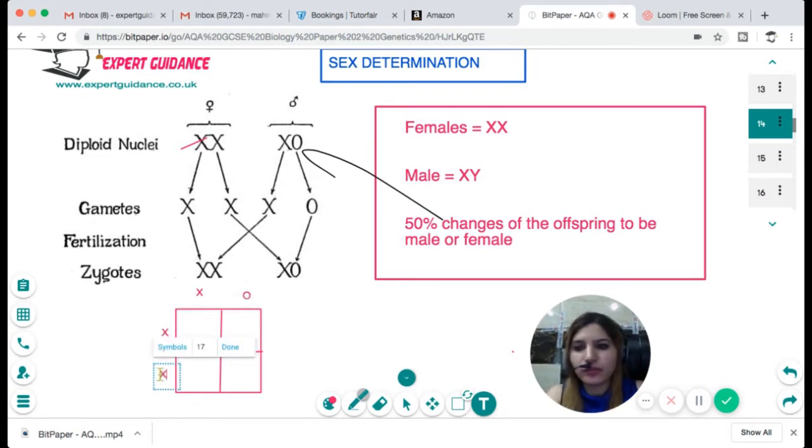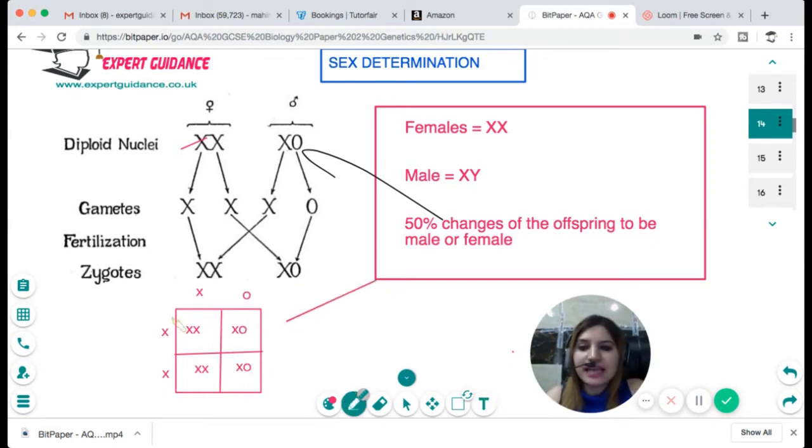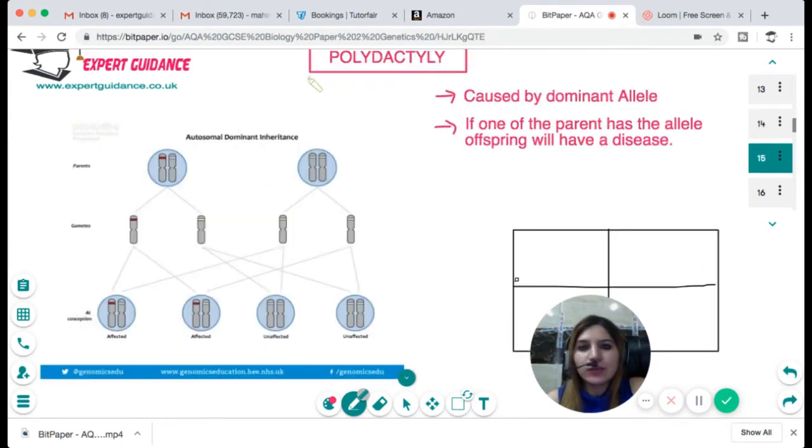Okay, so what are the possible combinations we can have? We can have XX and XY, and then again XX and XY. It means there are 50% chances of getting a male and 50% of getting a female, and to determine the sex, it's the male that is responsible, because the female always gives the X chromosome. Now, it depends on the male. If the male gives X or it gives Y, that will determine whether it's a male or a female.